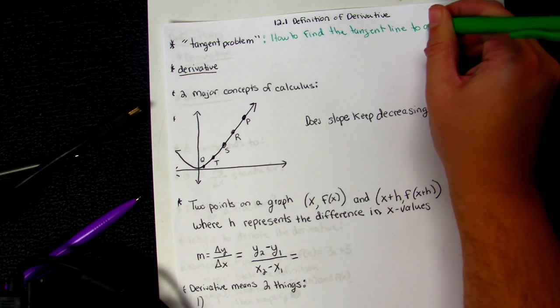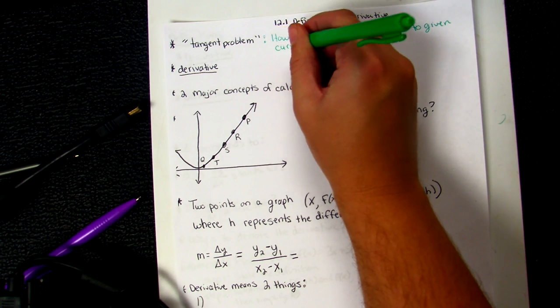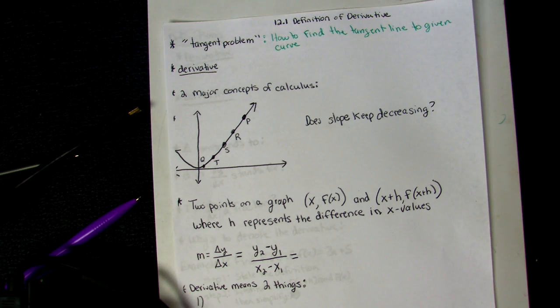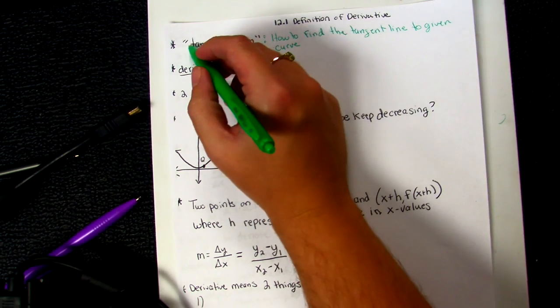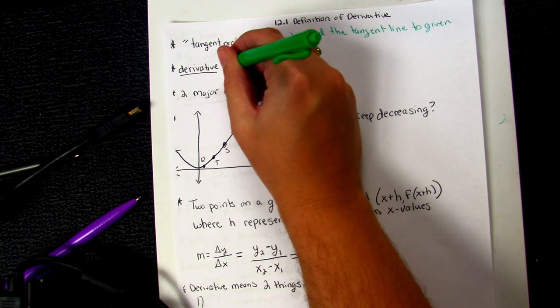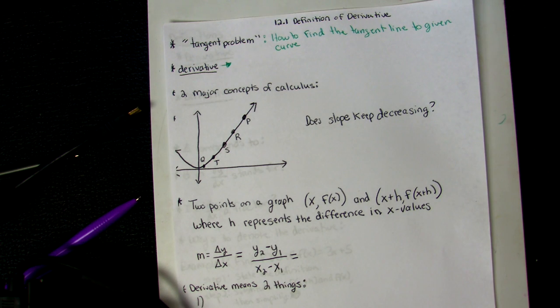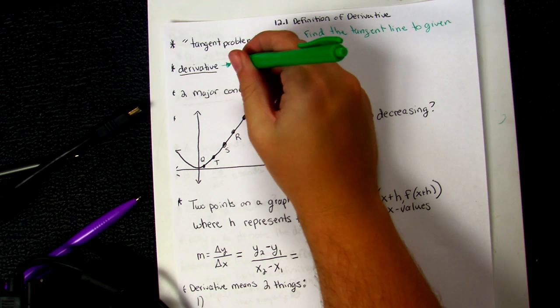to a given curve. Now recall back in geometry, a tangent line is a line that hits the curve in exactly one point. So along came the concept of the derivative, and that was the solution to the tangent problem. The derivative is just the culmination of the concept that was the solution to the tangent problem.